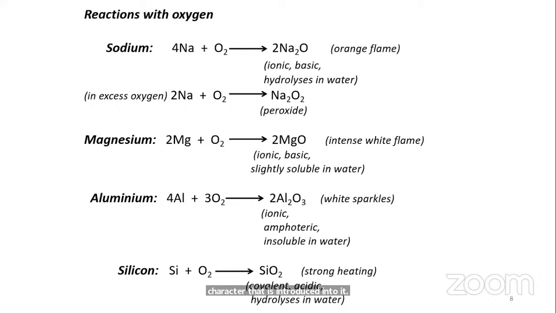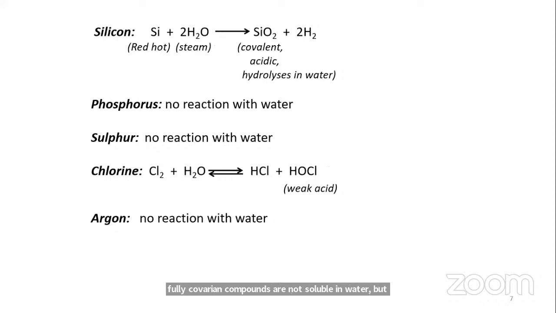And so the solubility in water of magnesium oxide is lower than that of sodium oxide, because the magnesium ion has a high polarizing power. It polarizes the oxygen electron cloud, and thereby the compound has an appreciable covalent character, and that makes it only slightly soluble in water. Remember, generally, ionic compounds are soluble in water. Covalent compounds may not be soluble in water. Fully covalent compounds are not soluble in water, but they are soluble in organic solvents.